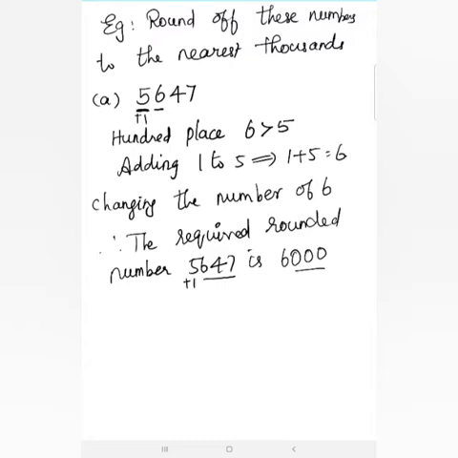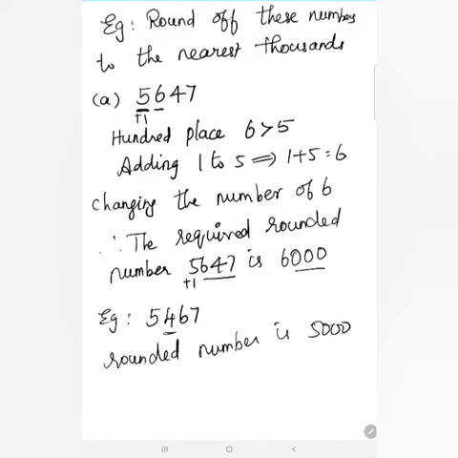Suppose it is like this, 5467, how will you write this? Here the hundreds place is 4, which is smaller than 5. So the rounded number is 5000, because it is less than 5500. So you take this number as 5000.